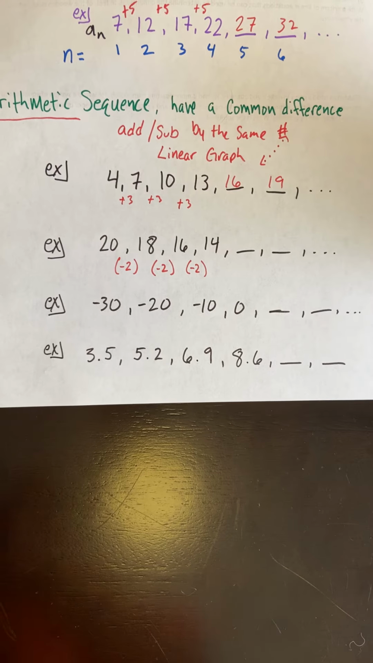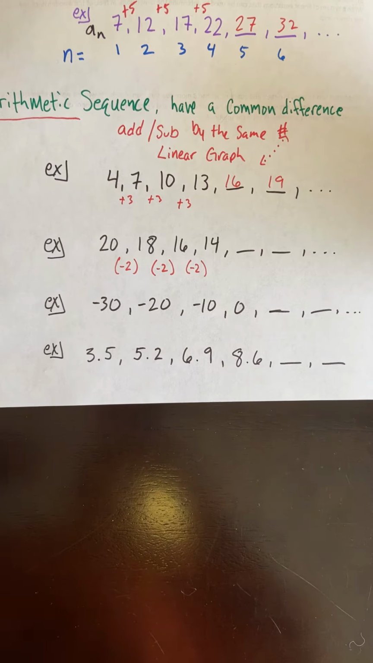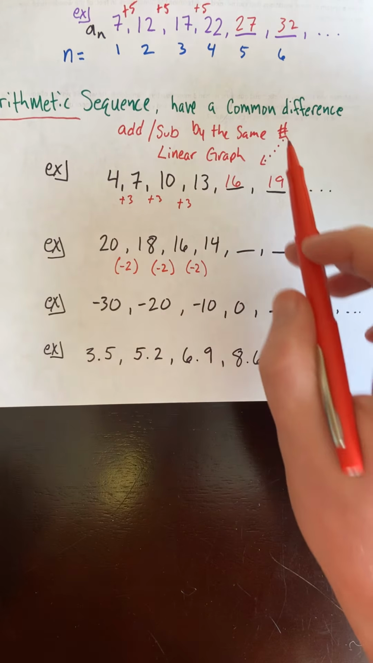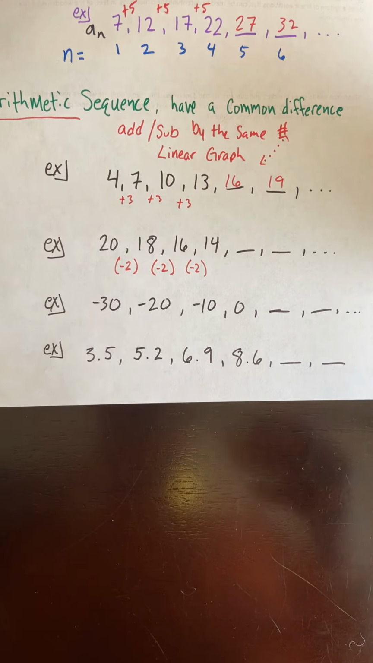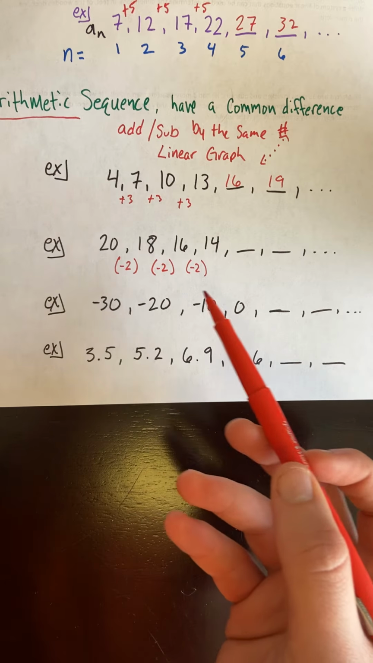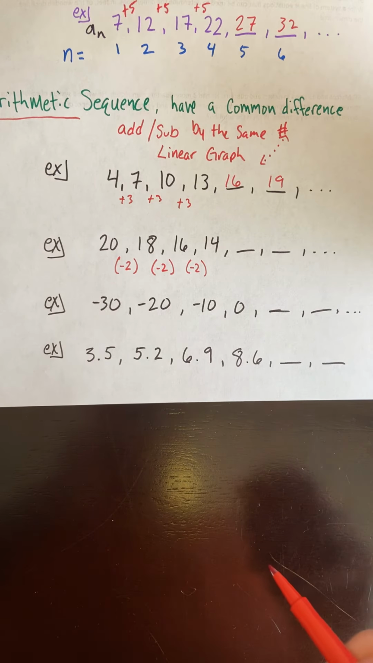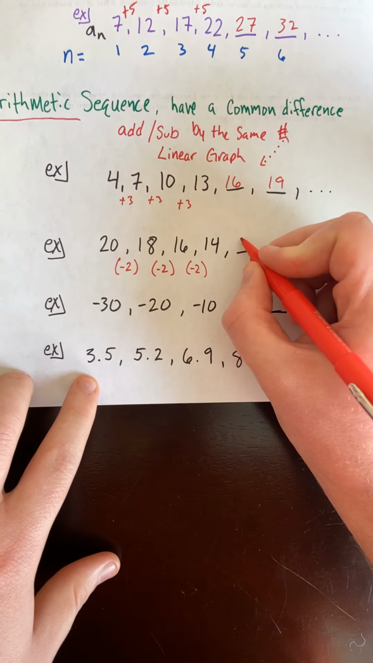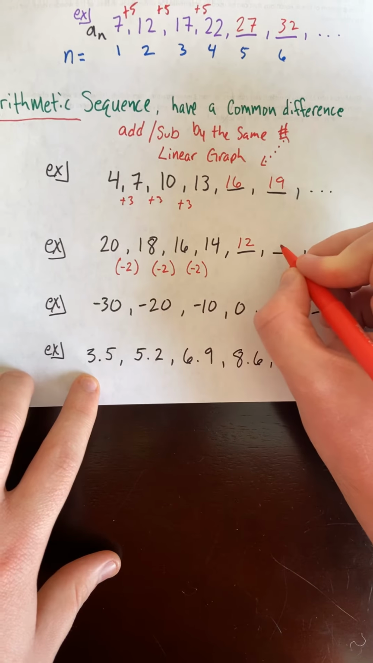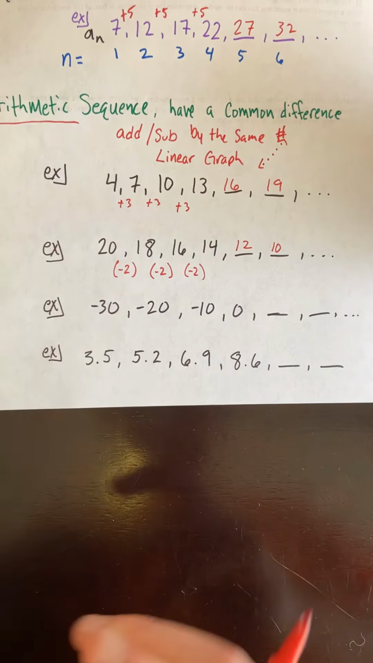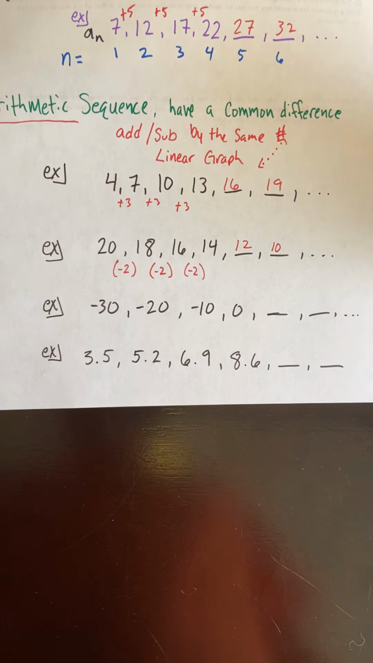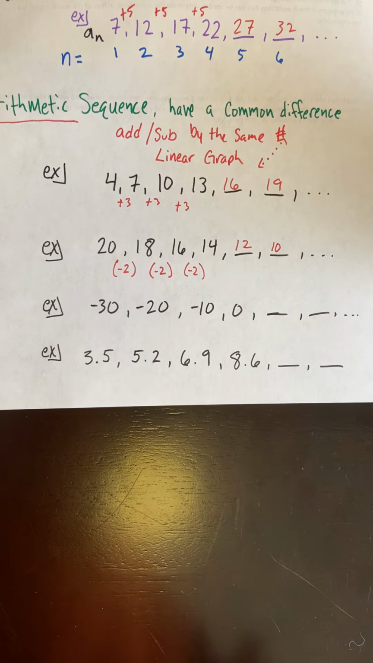So I want you to think in terms of a difference here. We're finding a common difference, but I always want you to think adding. Don't think subtract 2, think adding a -2. Okay, so if we extend this pattern a little bit, we should probably see that this goes down to 12, and then it goes to a 10. So these first couple examples might have been relatively easy.